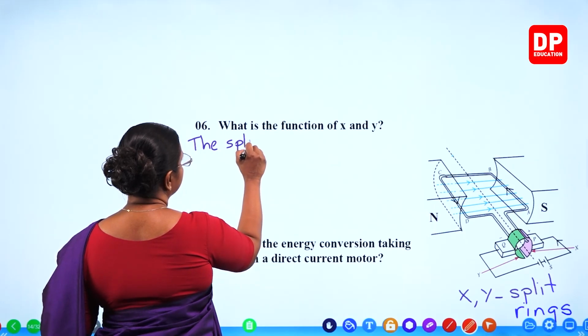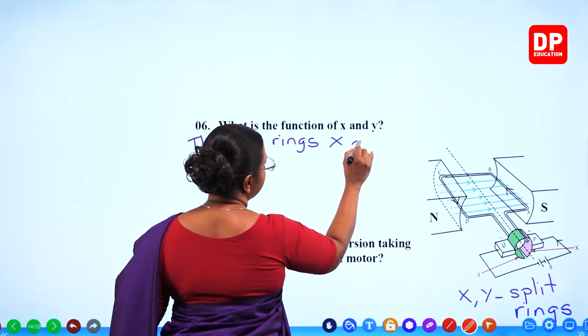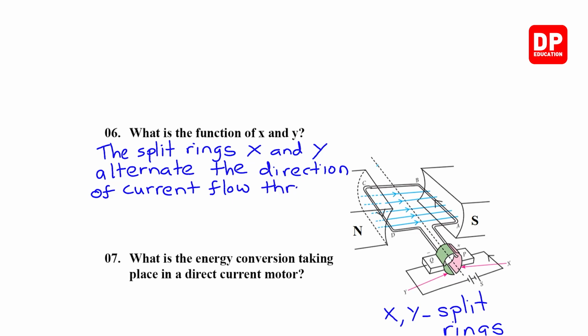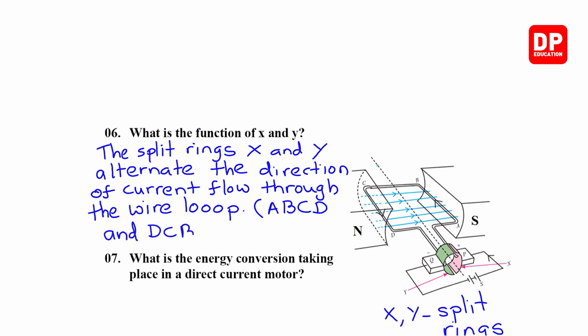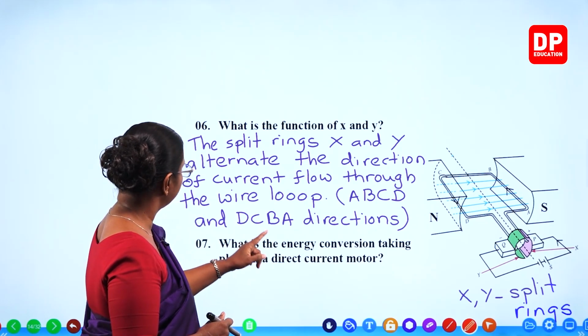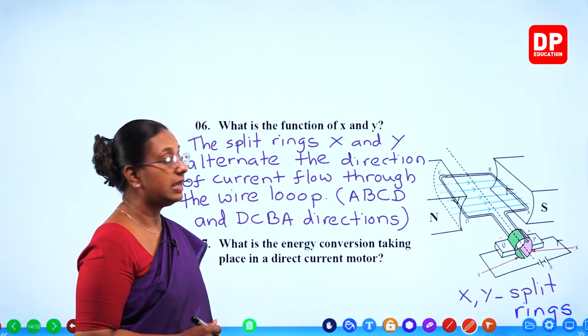The split rings X and Y alternate the direction of current flow through the wire loop. That is ABCD and DCBA directions. So this is to give a better understanding. The split rings X and Y alternate the direction of current flow through the wire loop. So ABCD and DCBA directions.